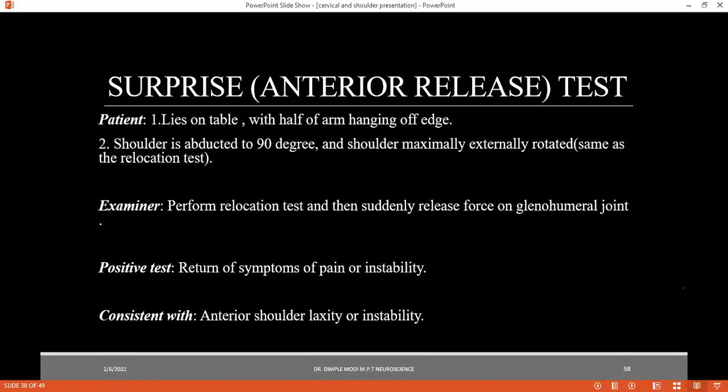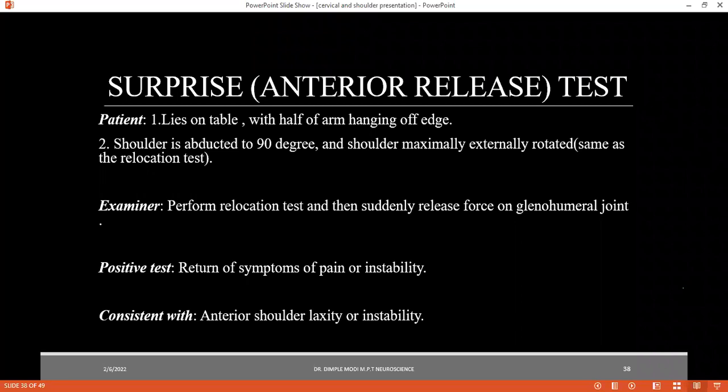Surprise, anterior release test. Patient lies on the table with arm hanging off the edge. Shoulder is abducted to 90°. Shoulder maximally externally rotated, same as the relocation test. In this, what you have to do? You have to perform the relocation test. How were we going? We are giving pressure at the wrist joint. Okay, and you have to suddenly release the pressure.